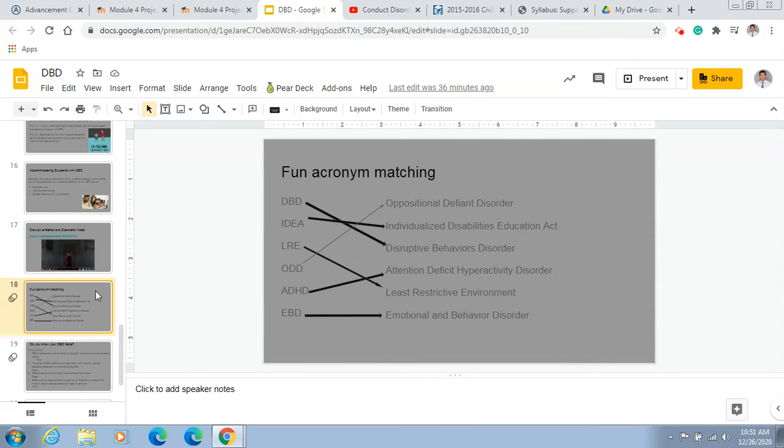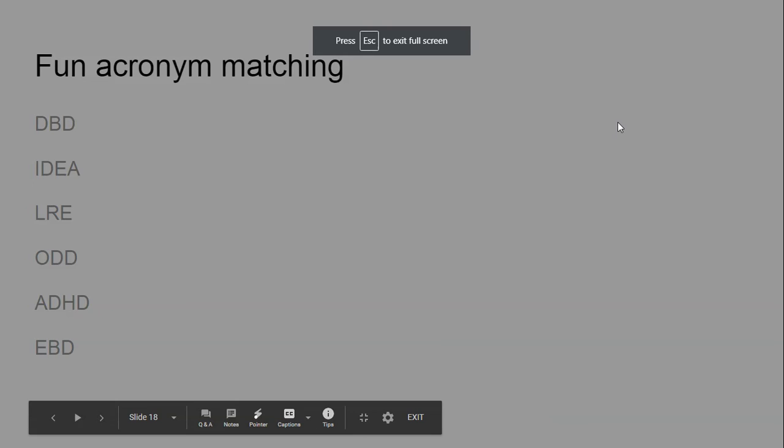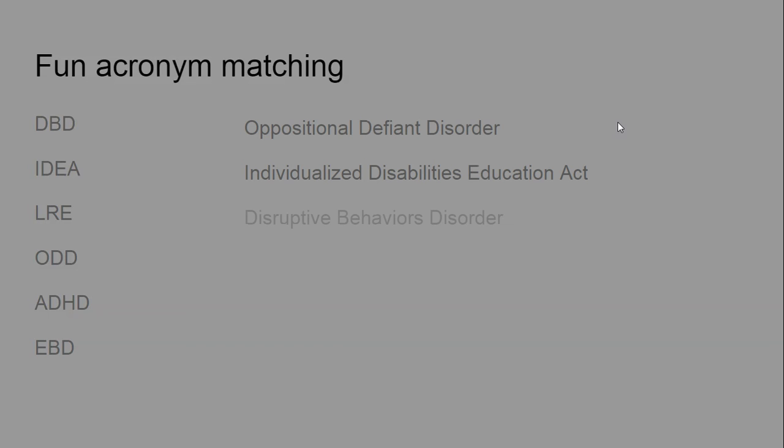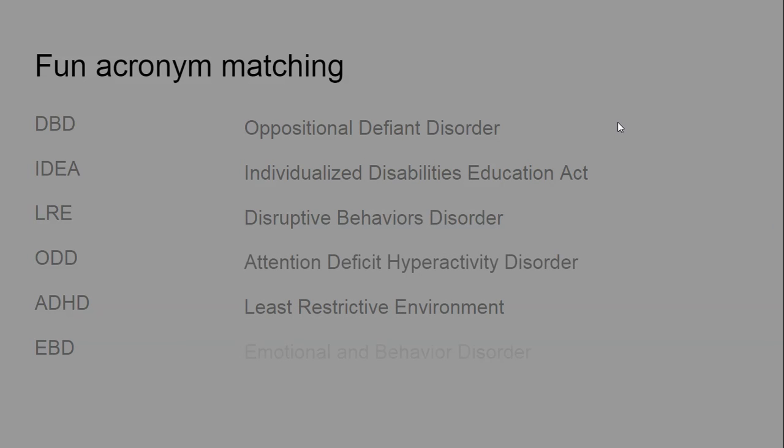So to wrap up our presentation, let's have a fun little acronym matching activity here. Throughout the presentation, there's been a lot of acronyms that have been presented. DBD, IDEA, LRE, ODD, ADHD, EBD. So what does DBD stand for? We mentioned it many times throughout the presentation. Yep, that's Disruptive Behavior Disorder.